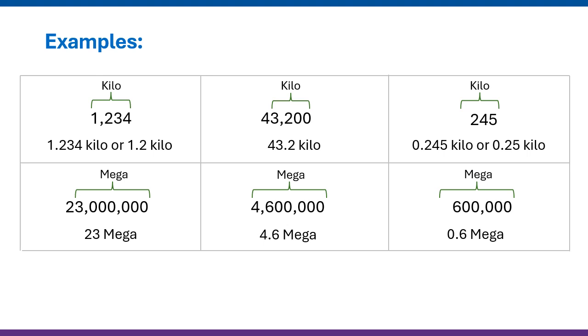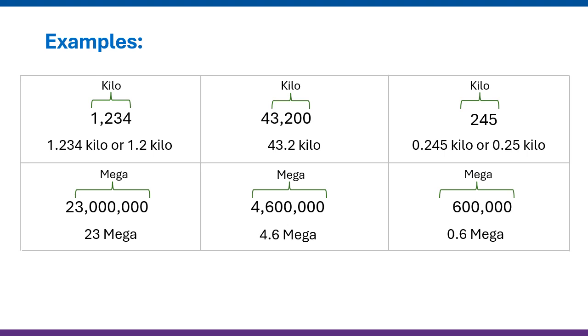And then we have mega, which is 10 to the 6th power. And here we move the decimal point over to the left 6 times, and we end up with 23 mega, or 23 times 10 to the 6th, which is 23 times 1 million. And again, moving over to the next one, 4,600,000. We're going to move the decimal point to the left 6 times and get 4.6 mega, or 4.6 times 10 to the 6th power, or 4.6 times a million.